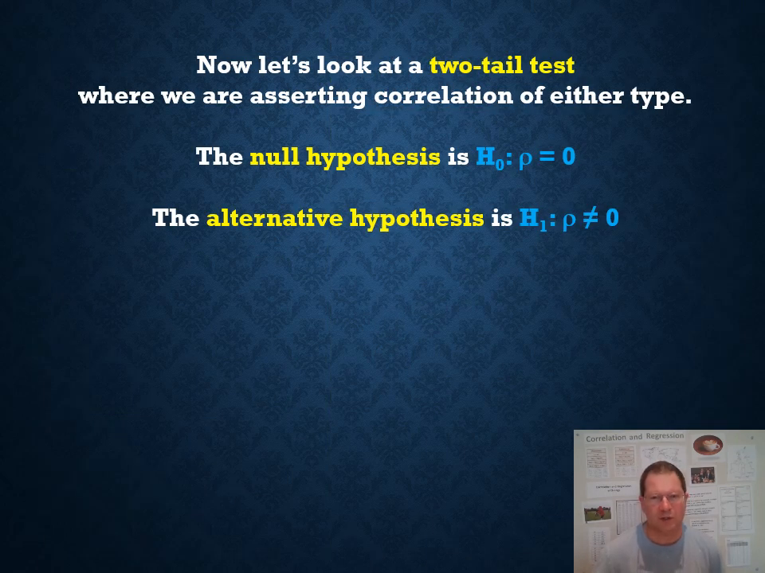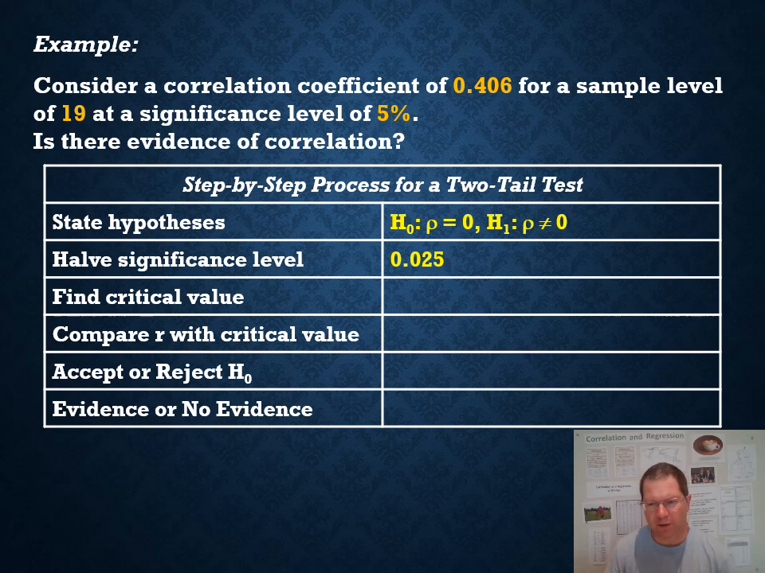Sometimes it might be that we're just looking at a change or something that is different from what might be suggested. So that would be a two-tailed test rather than a one-tailed test. We're just asserting there is correlation. We don't mind what type it is. The null hypothesis is still H0 is rho equals 0, but our alternative hypothesis this time is H1 rho is not 0. So in our example, we're considering a correlation coefficient of 0.406 for a sample level of 19. Again, we have a significance level of 5%, and we're looking to see if there is evidence of correlation.